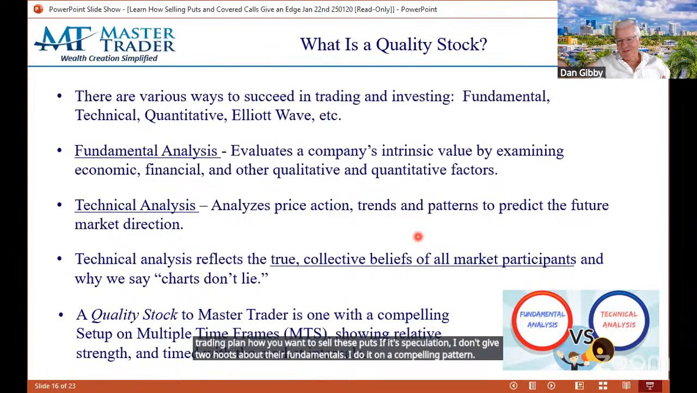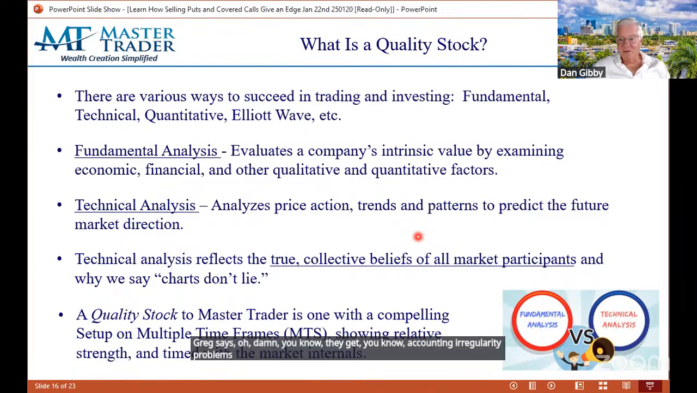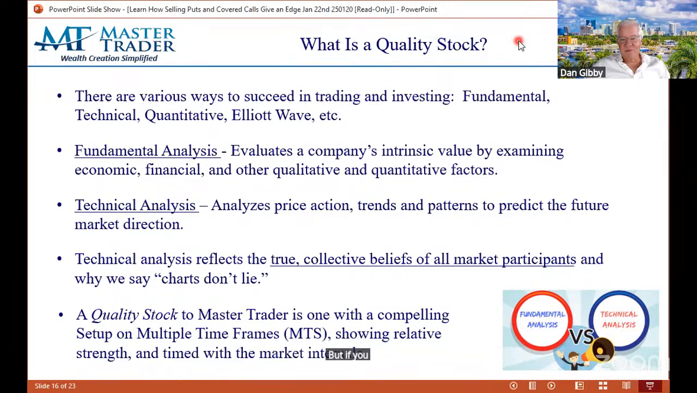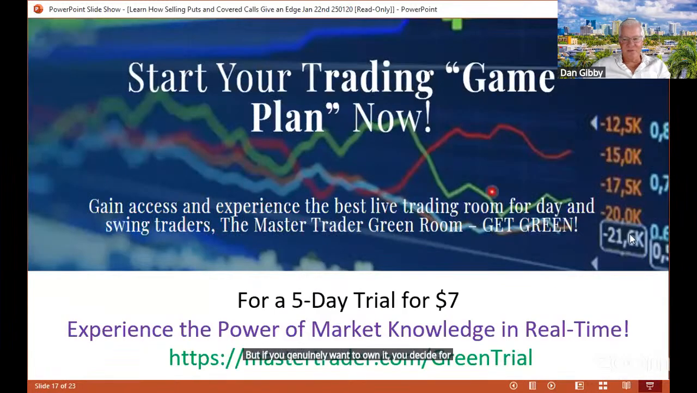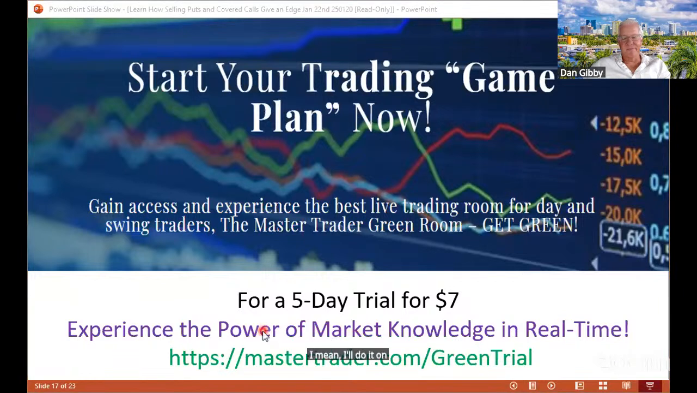We did one on SMCI today. Greg says, "Oh, Dan, they've got accounting irregularity problems." I don't care. Look at the chart. We sold a put spread on it. But if you genuinely want to own it, you decide for yourself what definition that means. I'll do it on anything because that's me.